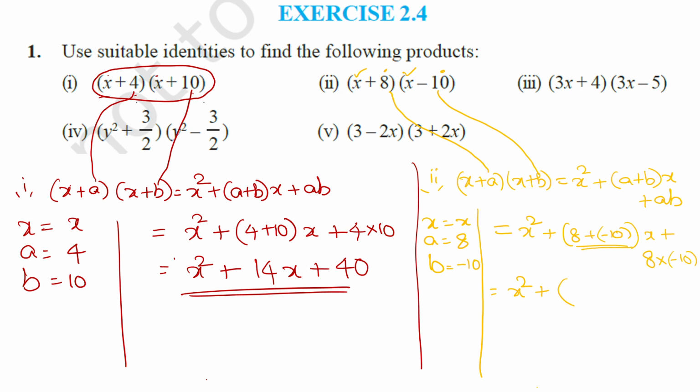That is equal to x² plus (8 plus of minus 10). We have seen in integers, when one is positive and one is negative, you have to subtract. So 10 minus 8 is 2, and the sign of the bigger number is minus, so keep it as minus 2, times x, plus 8 into 10 is 80, and since you have minus, it is minus 80. Keep it in brackets. So that is equal to x² plus (minus 2)x plus (minus 80). I hope you understood these two problems.